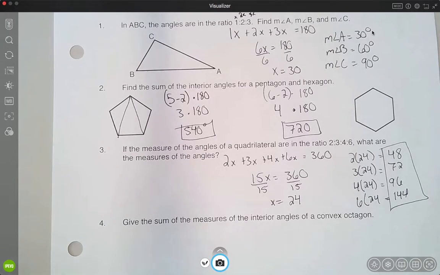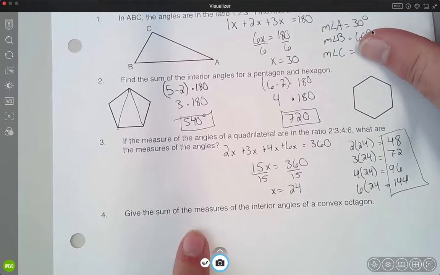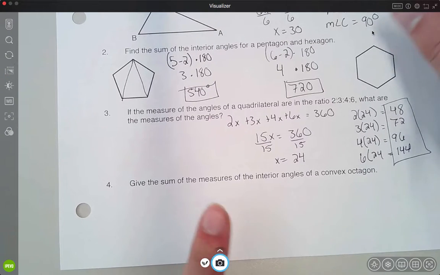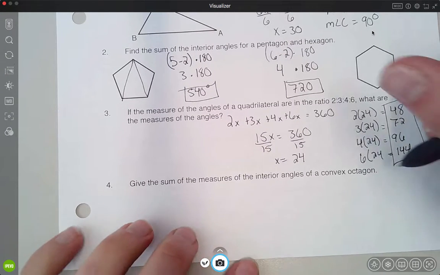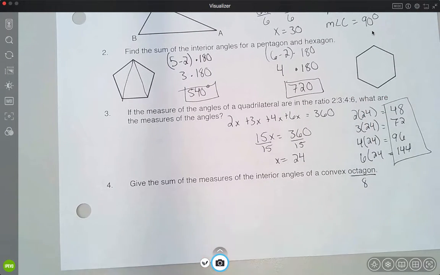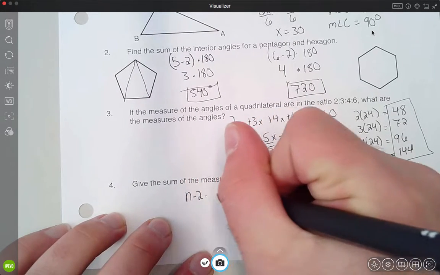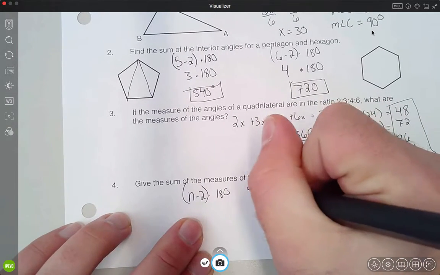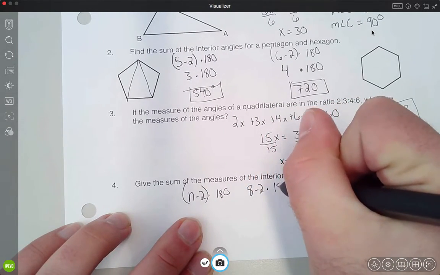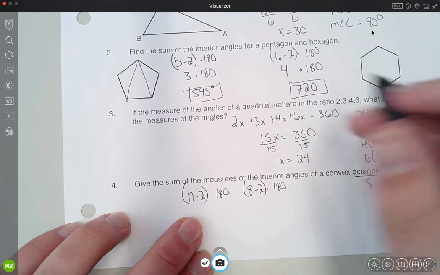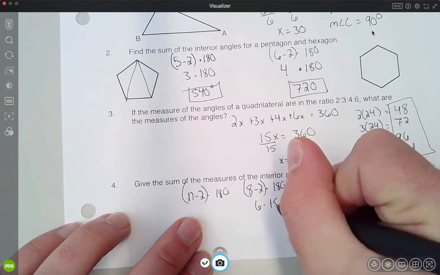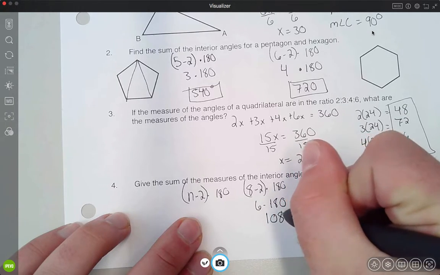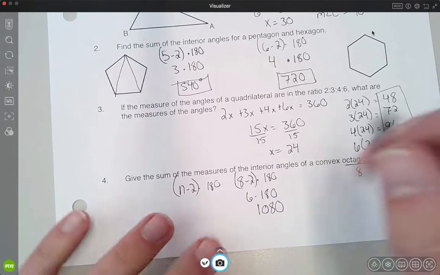Finally, down here on the bottom, we have to give the sum of the measures of interior angles in a convex octagon. So we're talking about an octagon that has 8 sides. So I'm going to use my formula, n minus 2 times 180, where n is going to be my number of sides, which is 8. So this is going to be 8 minus 2 times 180. Well, 8 minus 2 gives me 6. 6 times 180 gives me 1,080. This is my answer.